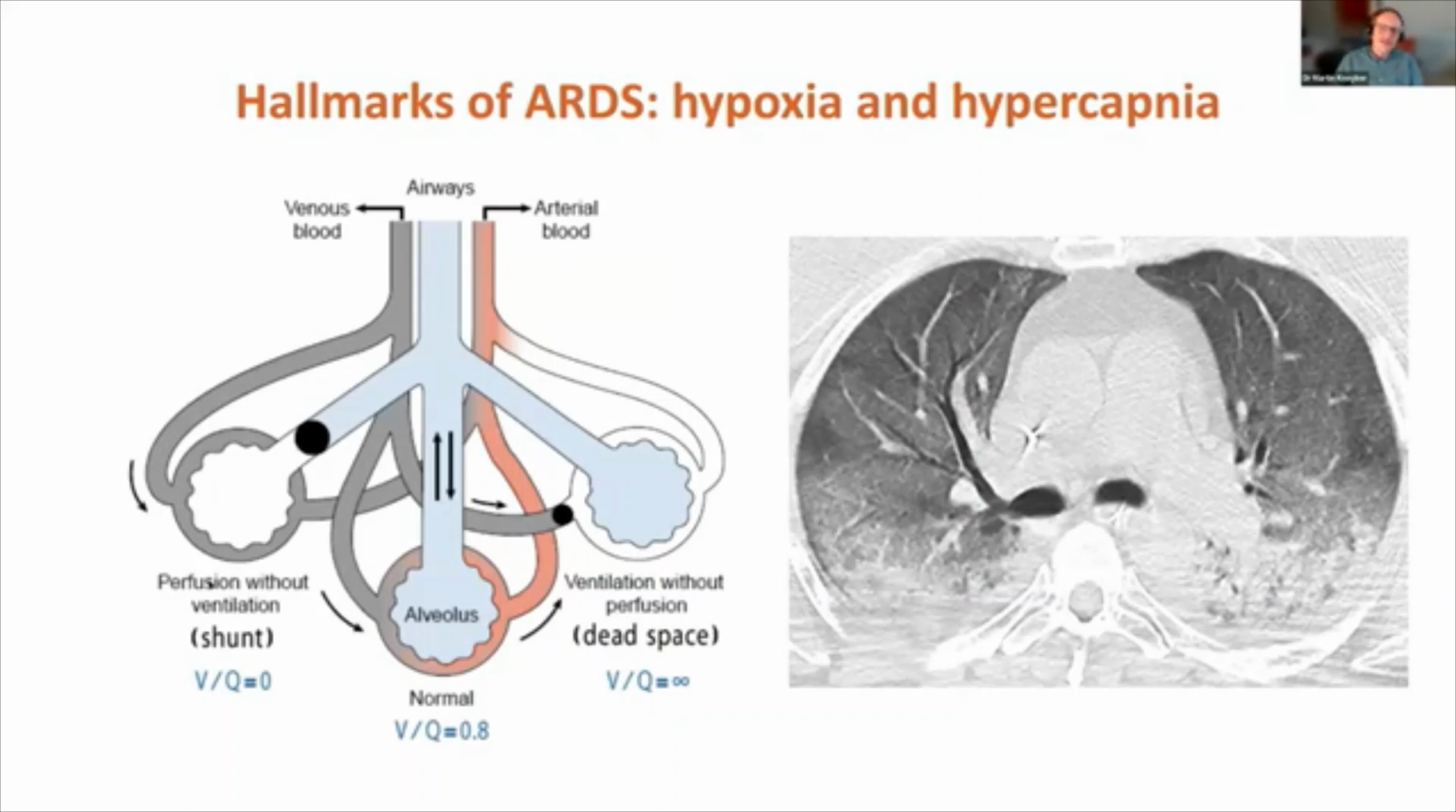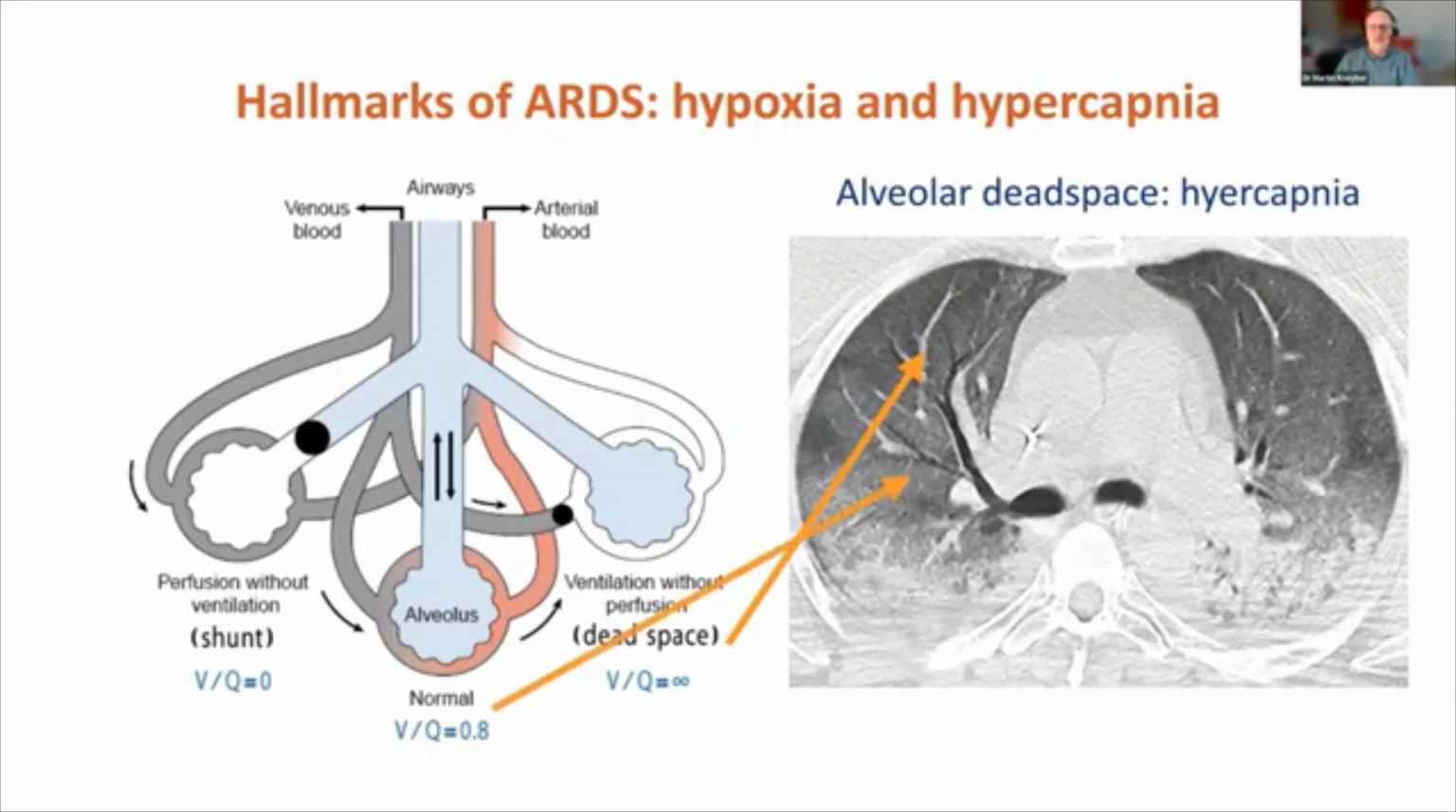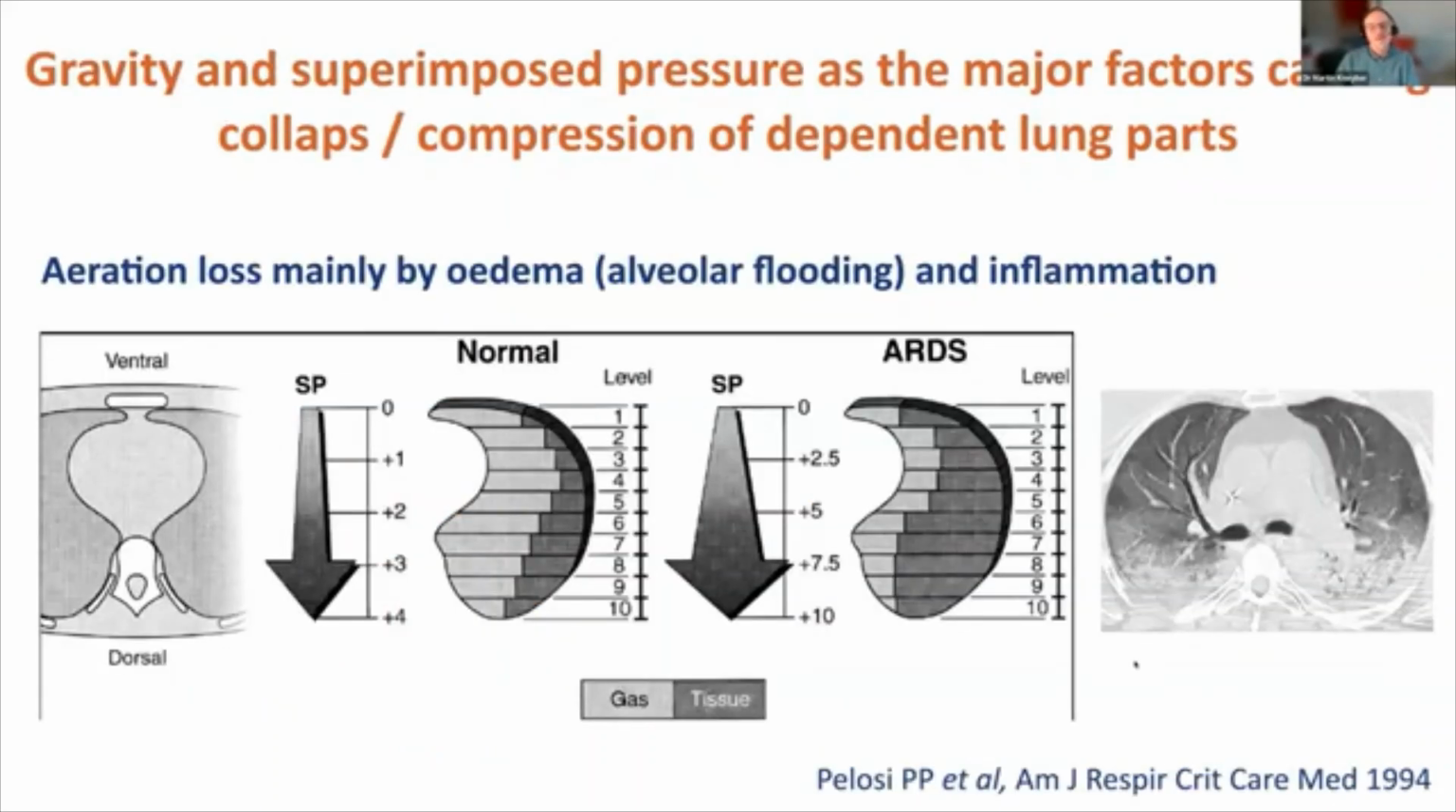And if you know this physiology schematic and try to put it on this patient, you can imagine what is going on. There is dead space because there's overdistension. You have ventilation, but the capillaries are compressed. Normal areas, and the shunt in the areas that are collapsed. And this all contributes to the hypoxia. And the hypoxia is further aggravated by gravity.